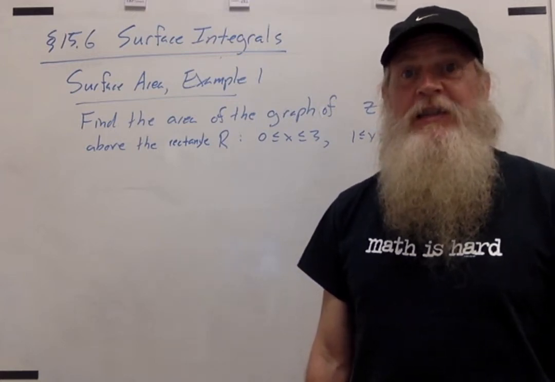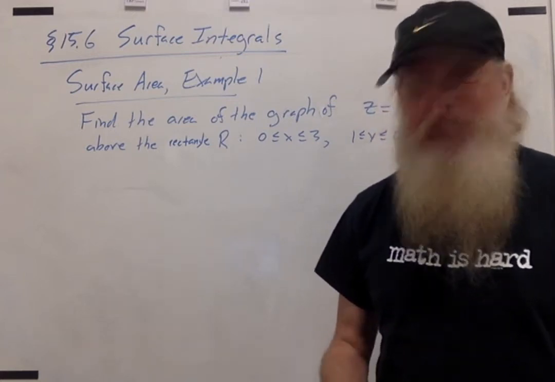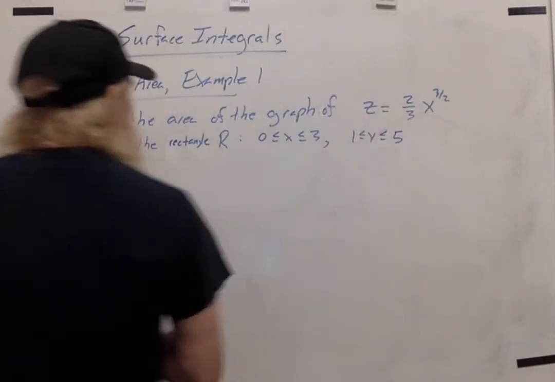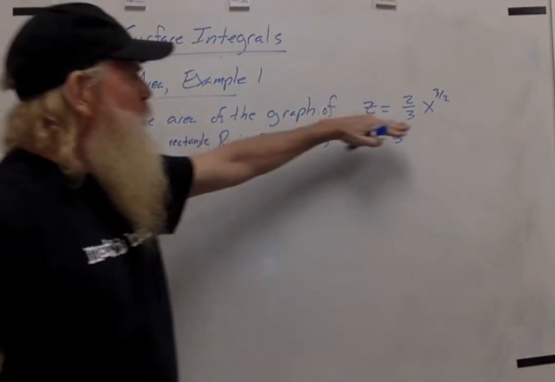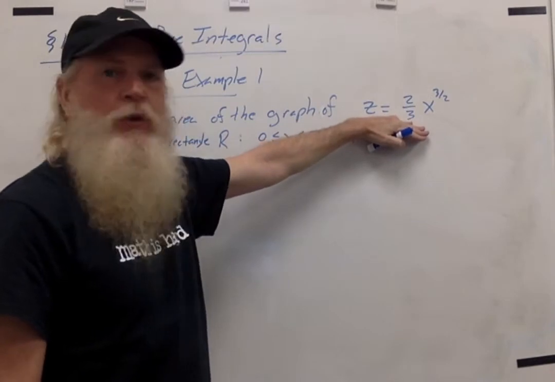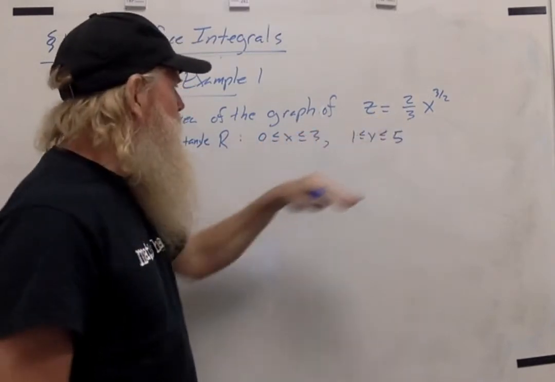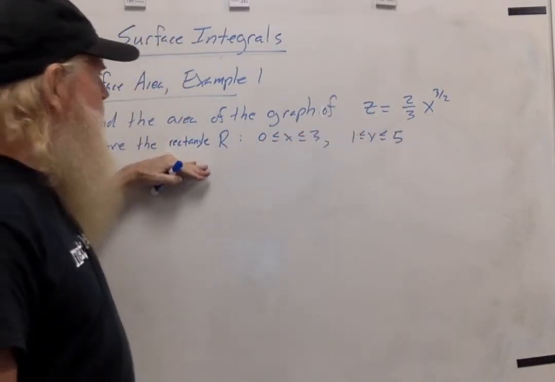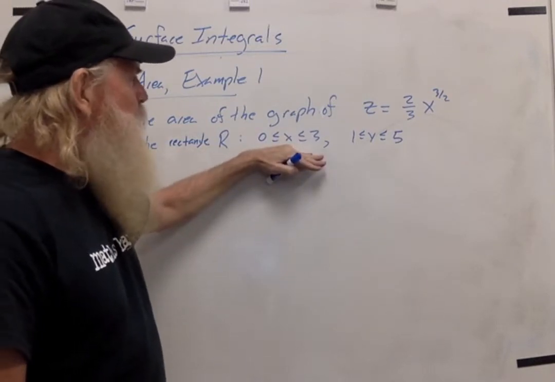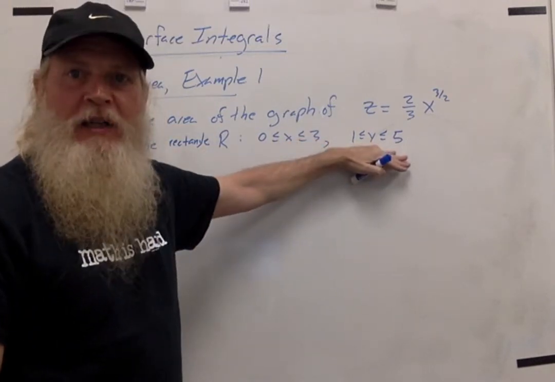Let's start to look at some examples of surface area calculations. To begin with, let's find the area of the graph of the function z equals 2/3 x to the 3/2 power above the rectangle in the xy plane, where x is between 0 and 3 and y is between 1 and 5.